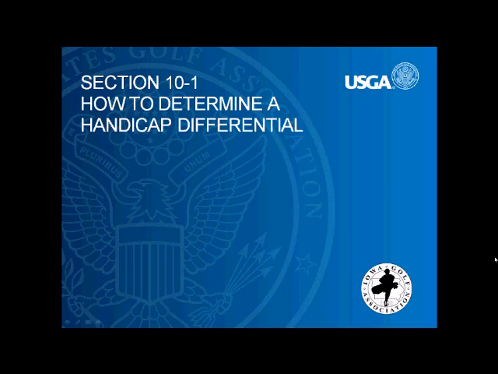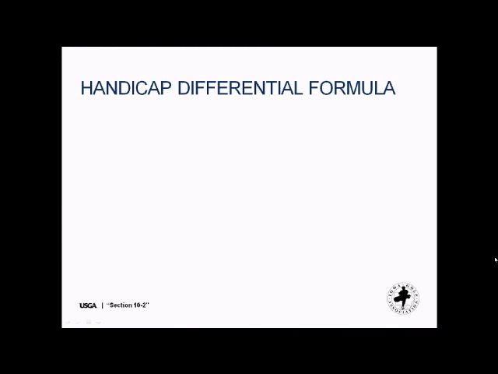Section 10-1 of the USGA handicap system talks about how to determine a handicap differential. Each time a golfer posts a score, a handicap differential is calculated for that golfer. The formula for the handicap differential is the adjusted gross score minus the course rating of the tees that had been played, multiplied by 113 and divided by the slope of the tees that have been played.